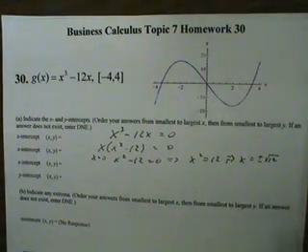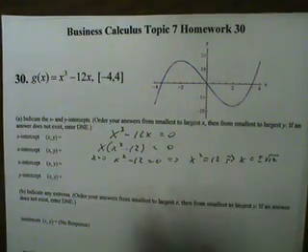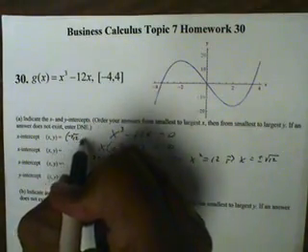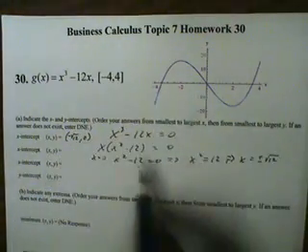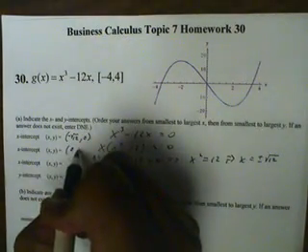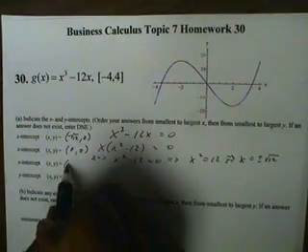Now, in order, the first x-intercept that we'll run into is the negative square root of 12. So this will be negative square root of 12, comma 0. The next one will be this one right here, x equals 0. And the last intercept will be positive square root of 12.